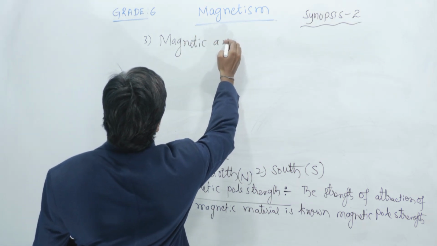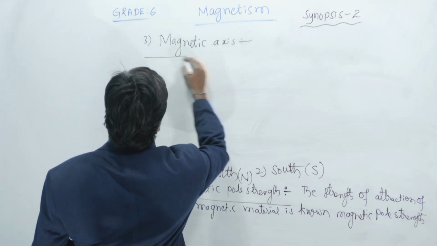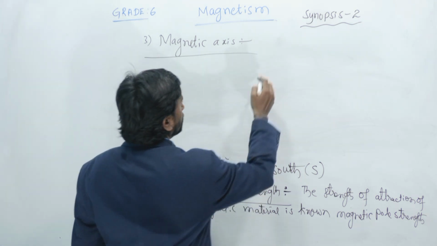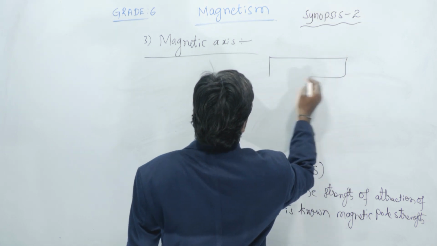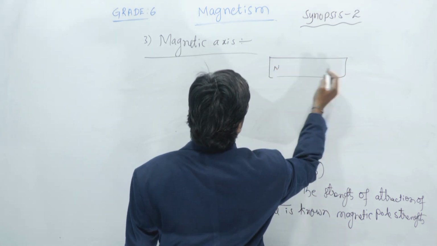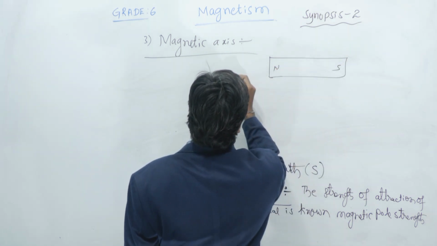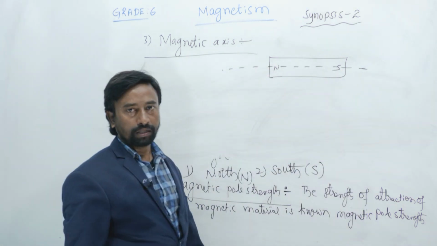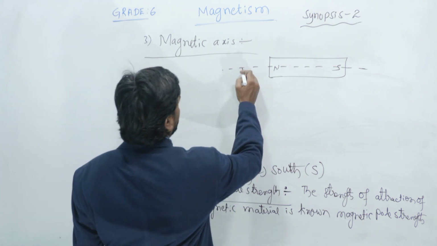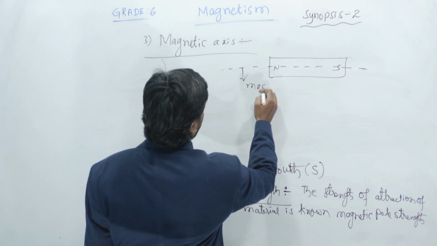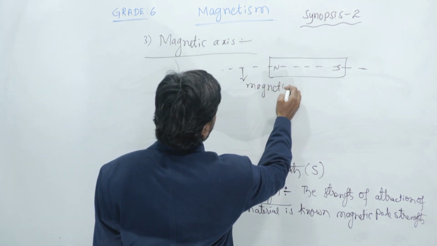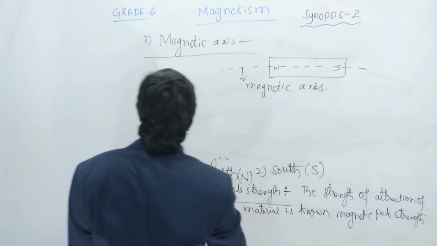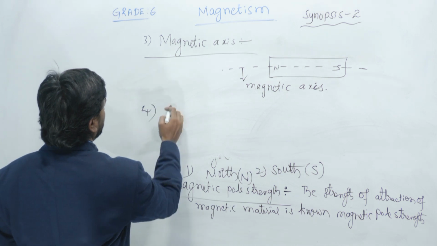The magnetic axis is nothing but the imaginary line passing through the north pole and south pole of a bar magnet. The line which passes through both the north pole and south pole is known as the magnetic axis. This is the magnetic axis. And the fourth one, magnetic equator.